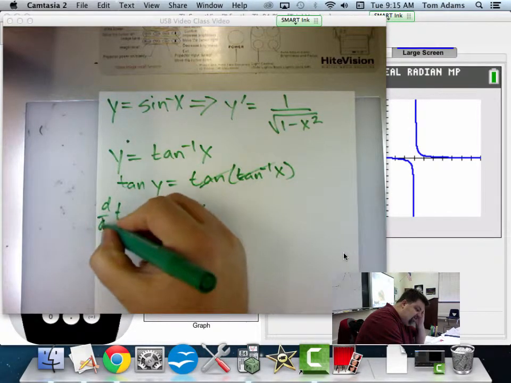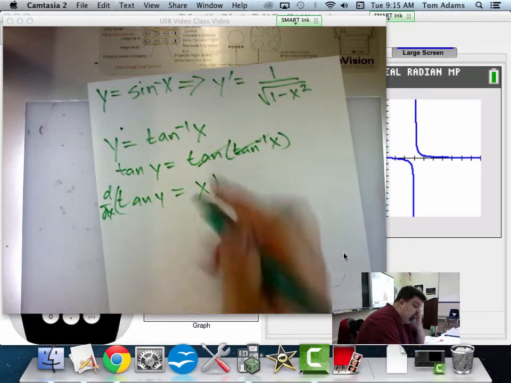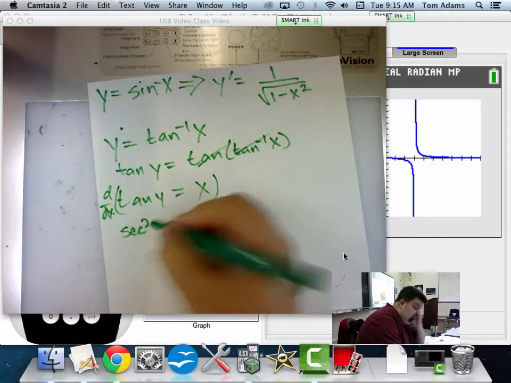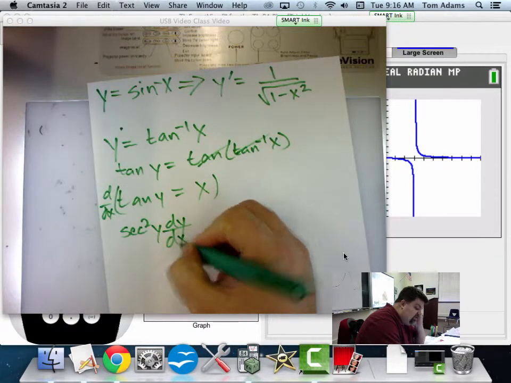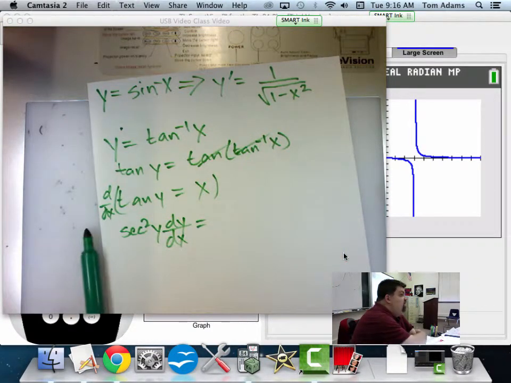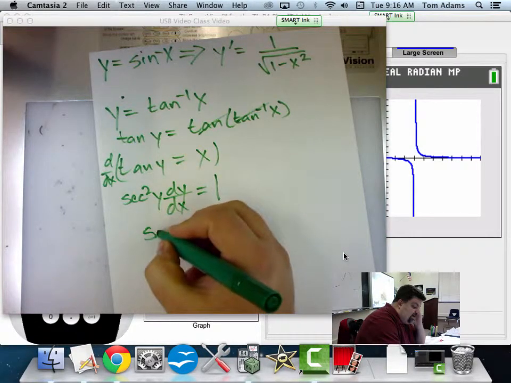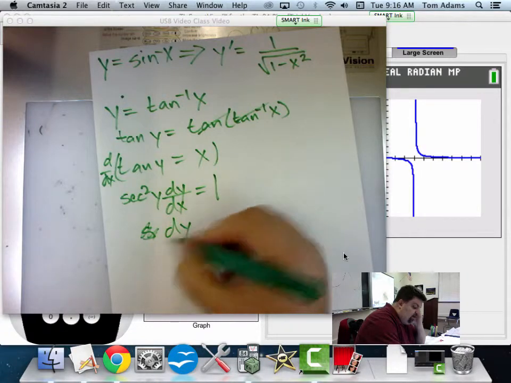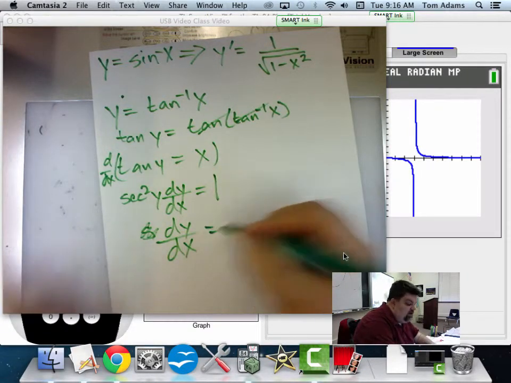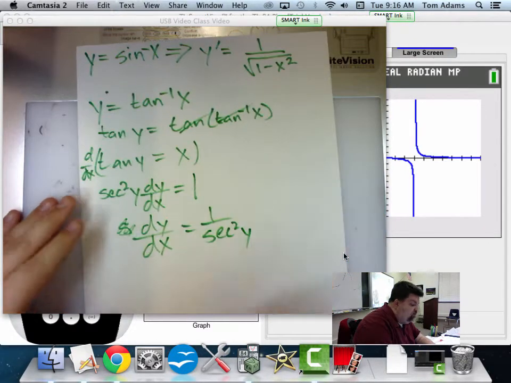Differentiate both sides of the equation. Now what's the derivative of tangent? Secant squared. Secant squared of y, and then because we're deriving this implicitly, we tack on dy/dx whenever we take the derivative of the variable y. And this just becomes 1. So now, when we solve, we get dy/dx is equal to 1 over secant of y squared.